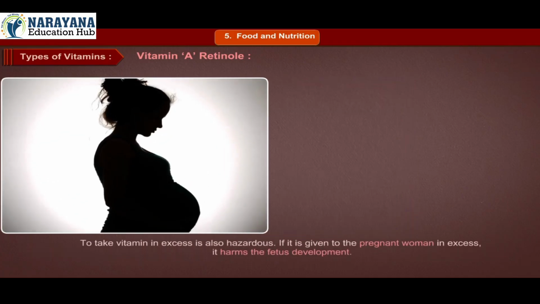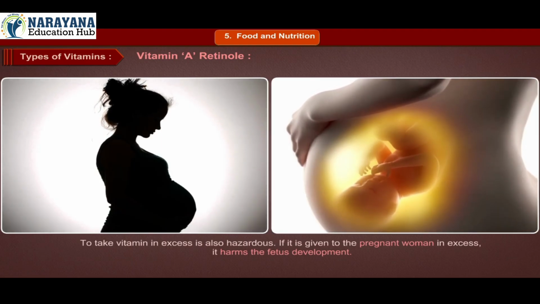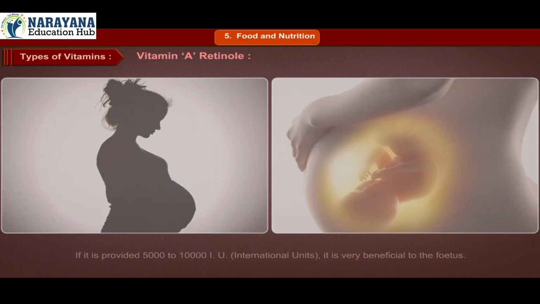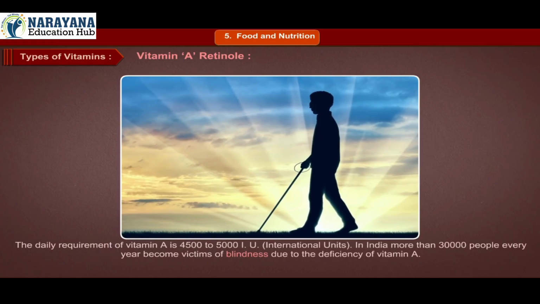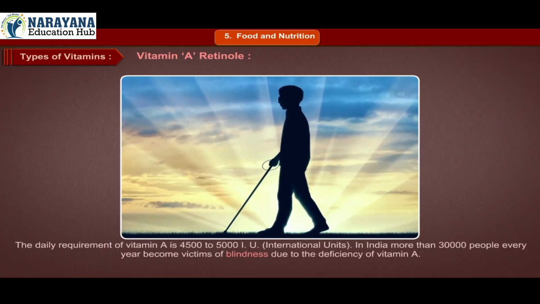To take the vitamin in excess is also hazardous. If it is given to the pregnant woman in excess, it harms the fetus development. If it is provided 5,000 to 10,000 IU, that is international units, it is very beneficial to the fetus. The daily requirement of vitamin A is 4,500 to 5,000 IU, that is international units.